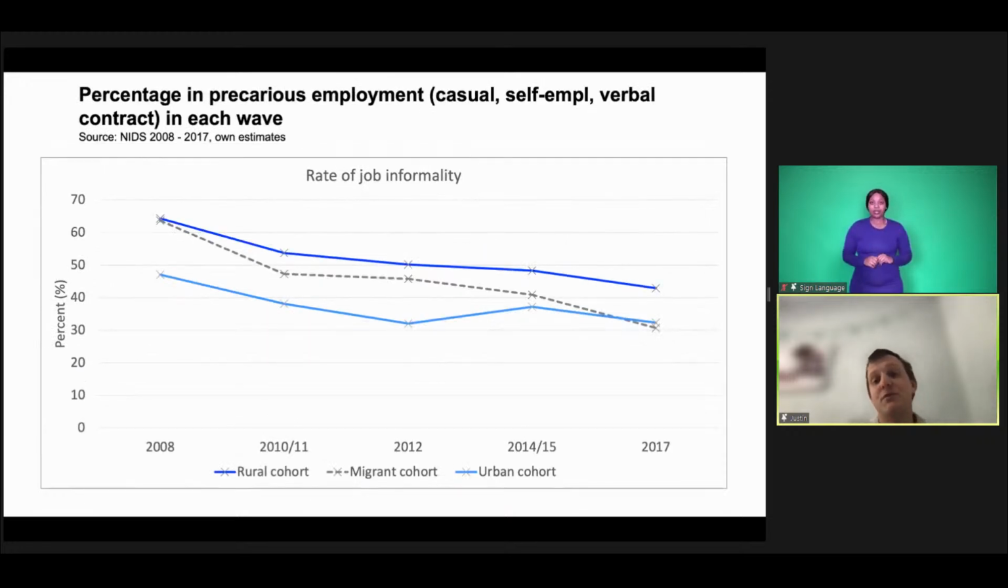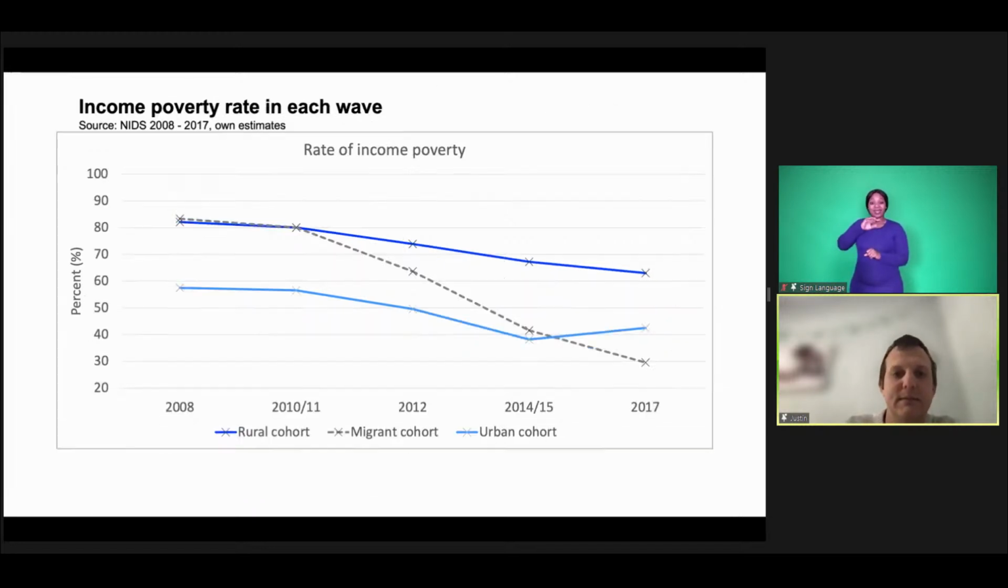You might ask, yes, people are migrating, but what's the quality of work? Well, this figure shows that a large proportion of work is precarious, whether it's casual or self-employed or people with a verbal contract. But importantly, what you can see is that for the migration cohort, it's at a similar level to those of the rest of the urban population. And that's about a third of people in employment, which is of an informal nature. So 2/3 were actually in a job which we would categorize as formal, so it's not just all informality taking place.